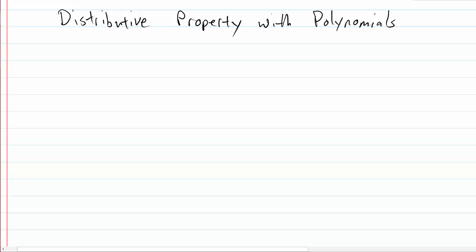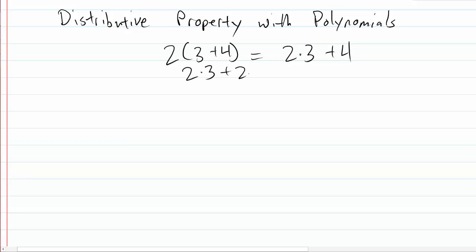So today we are looking at a common error or misconception that a lot of students have with the distributive property. A lot of students you will see will look at a problem like this and give you something like this. And if you apply the distributive property correctly, you've got this instead, which are not equal.